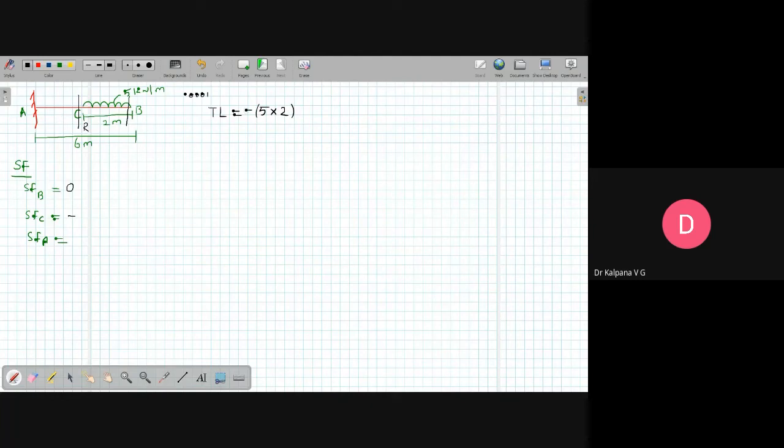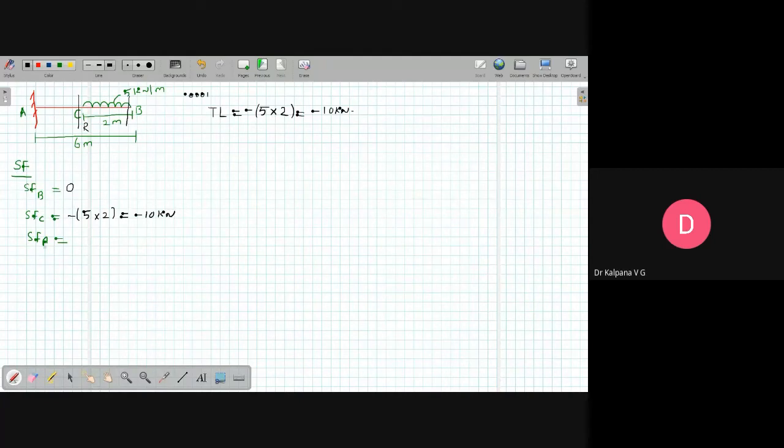Have a practice of writing the total load as load into distance. Since the load is given only for part of the beam, students can have a practice of writing 5 × 2 for the distance over which the load is acting, instead of 5 × 6, 30, the total distance. So total load is 5 × 2, equal to 10 kilonewton. Sorry, 10 kilonewton only, it's a shear force. So minus total load 5 × 2 equals minus 10 kilonewton.